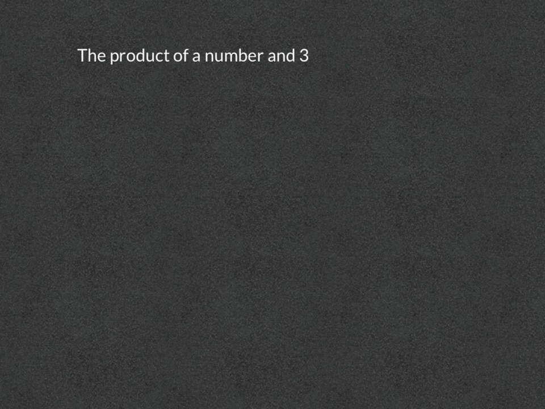So this says the product of a number and 3. So let's think about what that means. Product means multiply, or we use a dot now, or if it's a letter and a number, we don't even have to use anything. So the product of a number and 3. A number could be n, and then 3, n times 3.